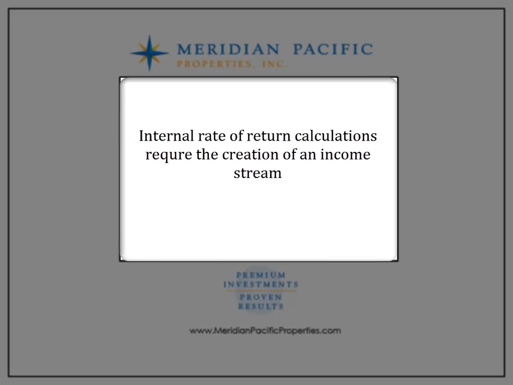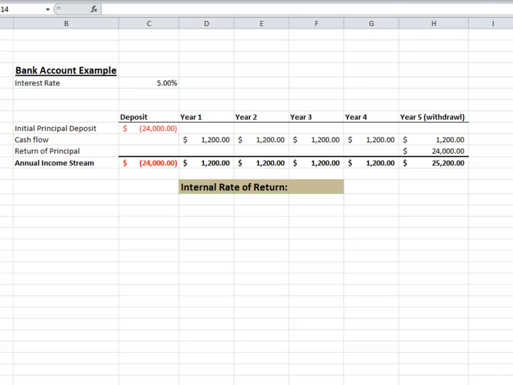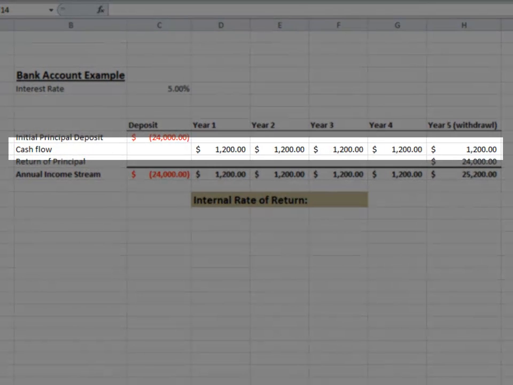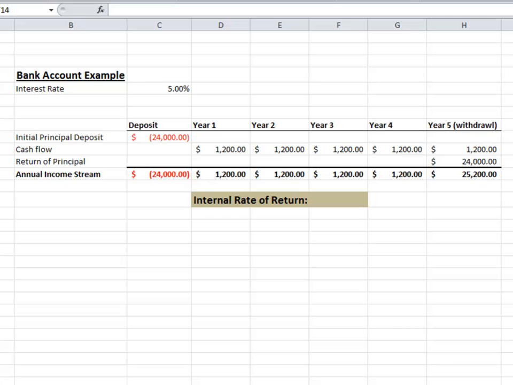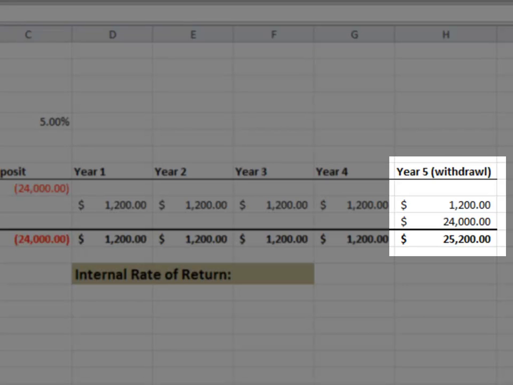for the investment first. We will evaluate the bank account option first. We plan on placing $24,000 in a 5% simple interest bank account. The account will pay us 5% interest, or $1,200, each year. We plan on withdrawing these funds for living expenses, so they won't stay in the account and compound. At the end of the 5th year, we'll take all the funds out.